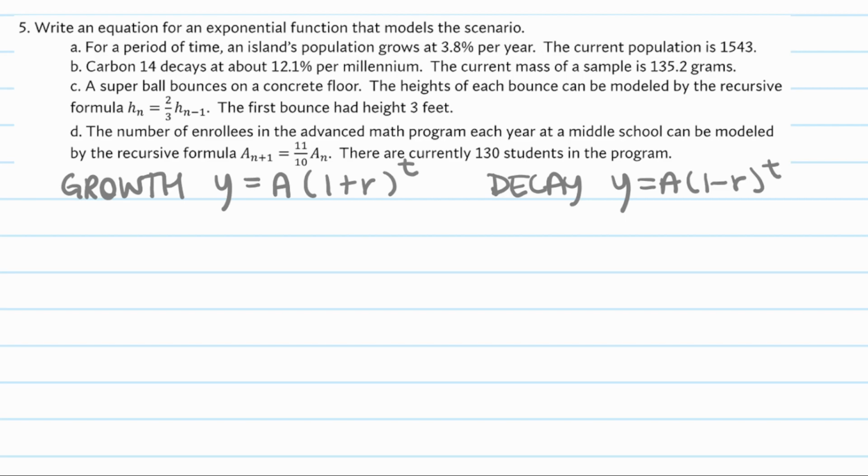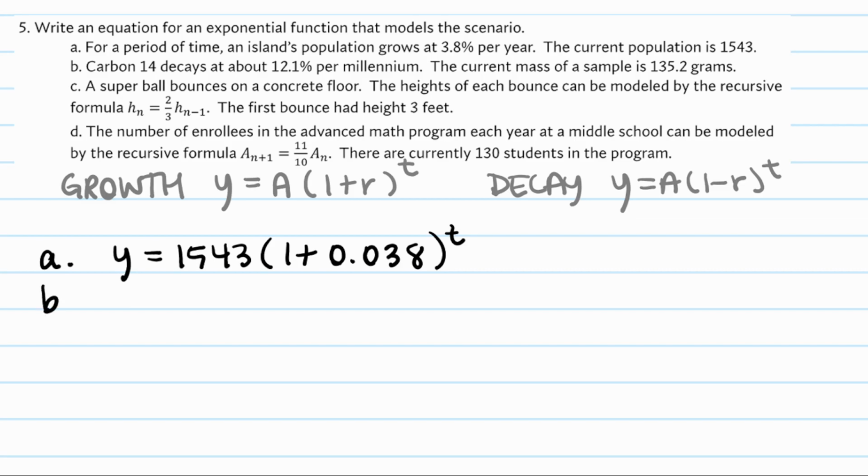All right, so y is going to equal the starting value. The current population is 1,543 times 1 plus the growth rate, which is 3.8%. So that's 0.038, because 3% is 0.03, right? So 3.8% would be 0.038, to the t. Now, if you wanted to combine this and write that as 1.038 to the t, you'd be welcome to do that. But if you wanted to leave it at this step, you'd be good to do that too, at least in my class, I would say.